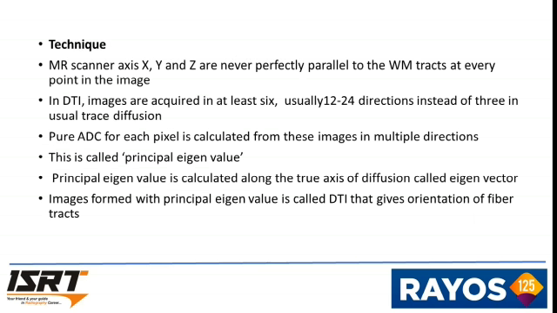Technique. Magnetic resonance scanner axes X, Y, and Z are made parallel to the white matter tracts at every point in the image. In diffusion tensor imaging, images are acquired in at least 6, usually 12 to 24 directions, instead of 3 as in usual trace diffusion. Pure ADC for each pixel is calculated from these images in multiple directions. This is called the principal eigenvalue. The principal eigenvalue is calculated along the true axis of diffusion called the eigenvector. Images formed with the principal eigenvalue are called diffusion tensor imaging, which gives the orientation of fiber tracts.